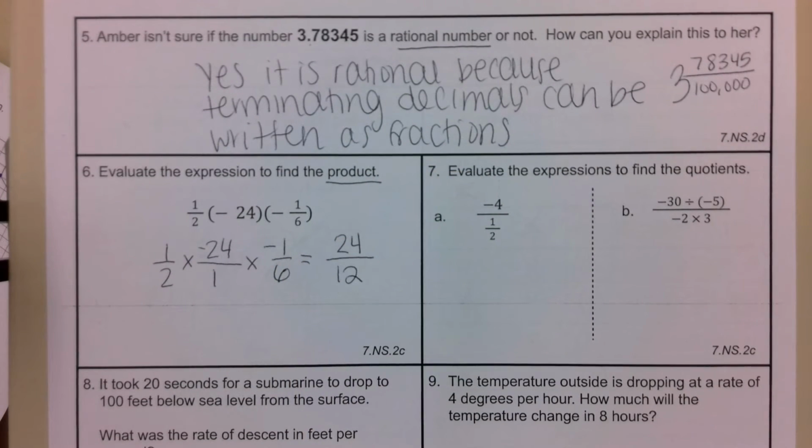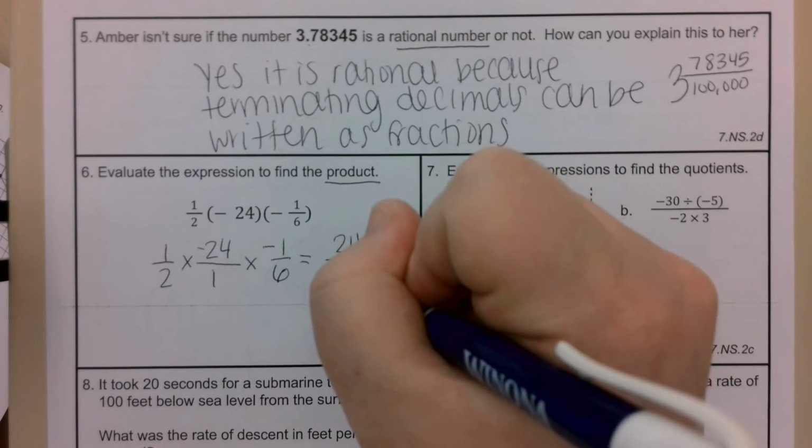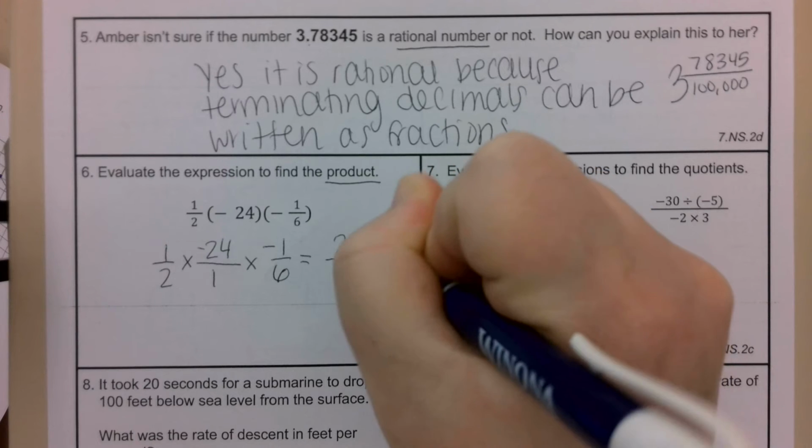All right, 24 divided by 12. I could look at my handy dandy multiplication chart, and I know 24 divided by 12 is 2.